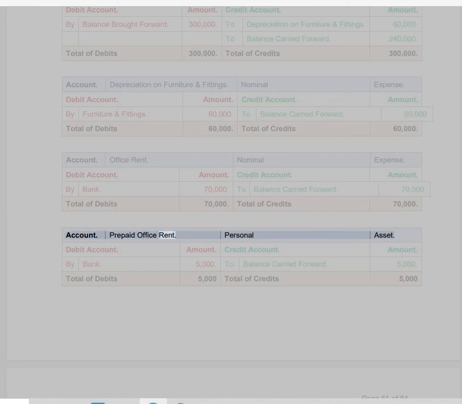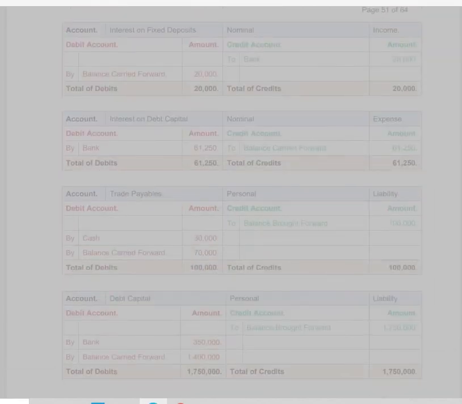Account: prepaid office rent. Personal asset. Debit account, amount. Credit account, amount. By bank, 5,000 balance carried forward 5,000. Total of debits 5,000. Total of credits 5,000. Page 51 of 64.